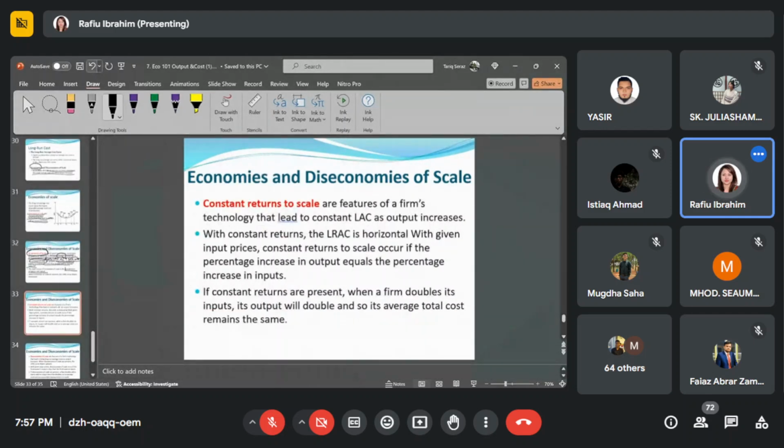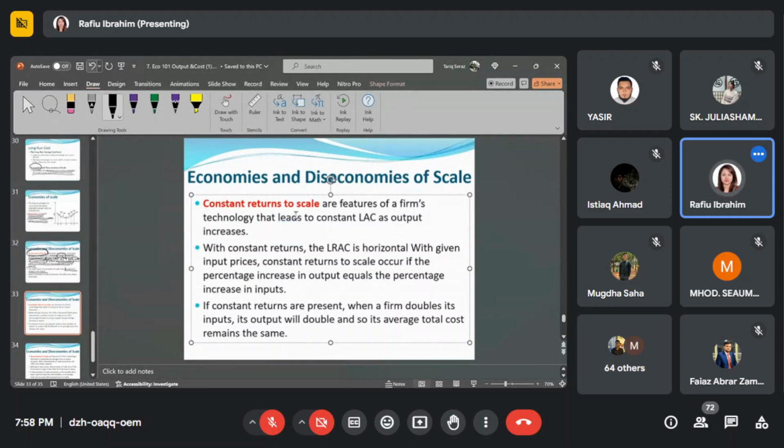Moving on to constant returns to scale: features of a farm's technology that lead to a constant long-run average cost as output increases. What does that mean? It means when a farm doubles its input, then its output will double, and so its average total cost remains the same. When constant returns to scale is present, an increase in labor yields 20%, and the increase in output is also 20%. So if the labor and output increase by exactly the same percentage, then we call this constant returns to scale.